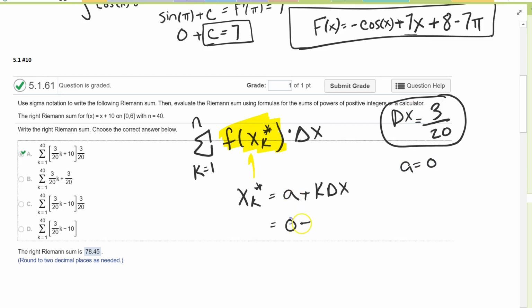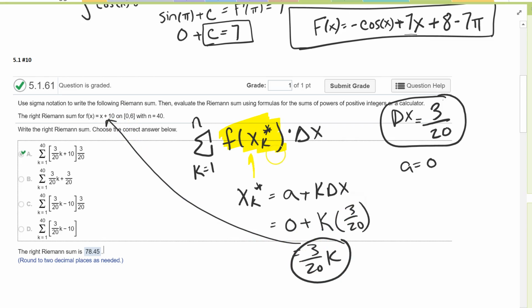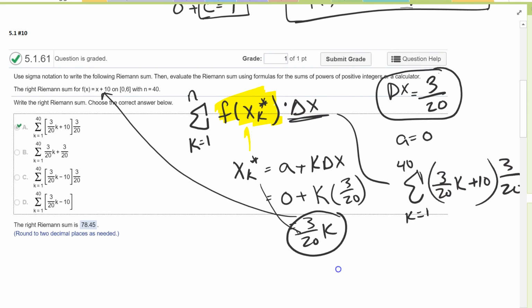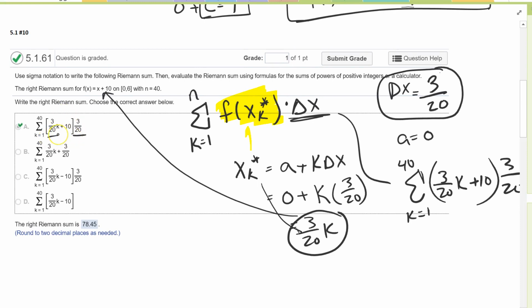So if I plug in 0 plus k times 3 over 20, this x k star would be 3 over 20k. That is what I plug into my function here. So I have the sigma, k goes from 1 to 40, of f of xk star, which is 3 over 20k, so this would be 3 over 20k plus 10, and all that is multiplied by delta x, which is then 3 over 20 again. And that's why you have the 3 over 20 in there, like so.